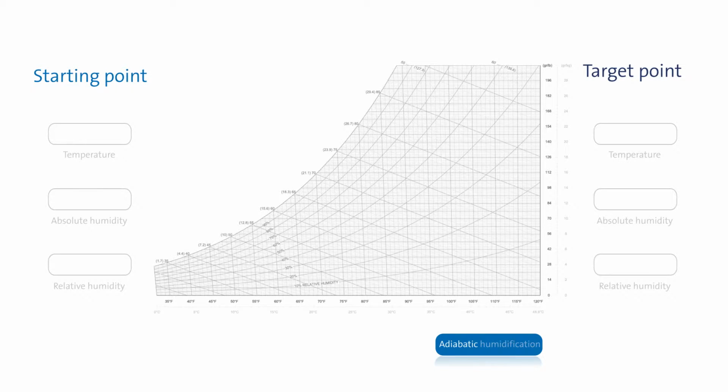Let's take as a starting point a temperature of 77 degrees Fahrenheit, an absolute humidity of 42 grams per pound of air, and a relative humidity of 31%. Now we'll use an adiabatic method, i.e. by means of water evaporation, to add 14 grams of water to each pound of air.